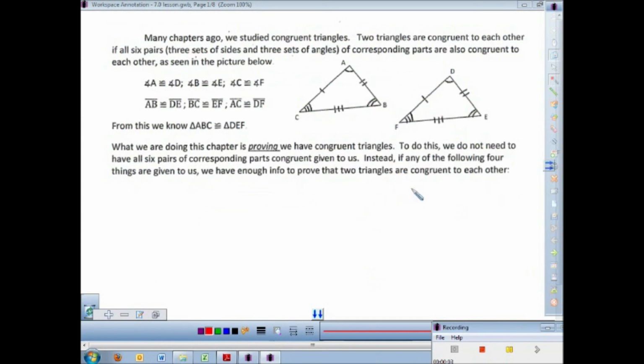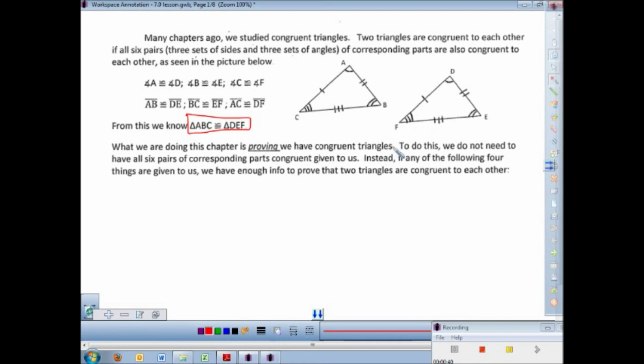What we're going to discuss in this chapter is how to prove that we have triangles congruent. So many chapters ago we studied congruent triangles, and that means that they're the same size, same shape. And two triangles are congruent if all six pairs of things, like these three sets of angles, like angle A congruent to angle D, angle B congruent to angle E, and etc., and the set of sides, like segment AC congruent to segment FD, and etc. If you had six different pairs of corresponding parts that were also congruent, we knew that triangle ABC then would be congruent to triangle DEF.